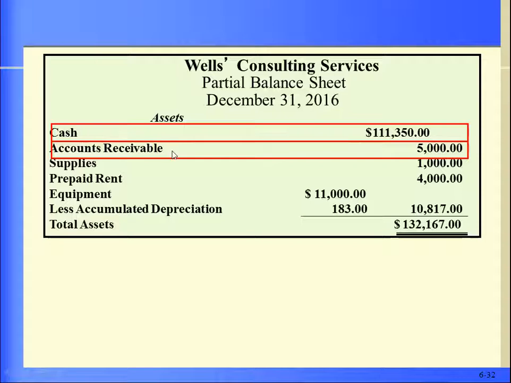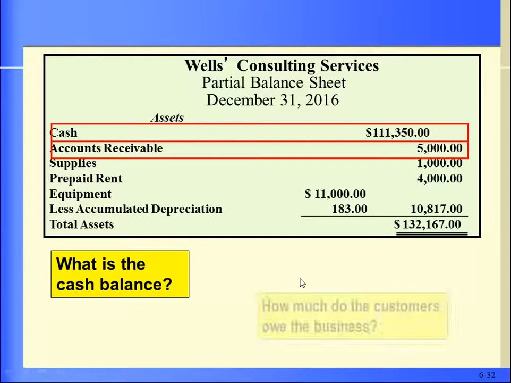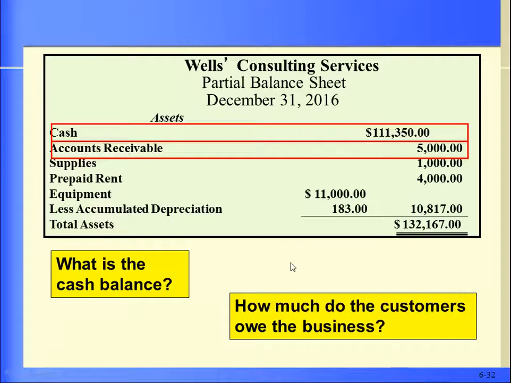Do customers ever not pay? We'll get to that in subsequent chapters where you actually write off something. But for the most part, you hope a high percentage of your customers pay you if you do extend credit. If you do have accounts receivable, that means the company does extend credit. If they don't have accounts receivable, all the customers are paying cash. So these are the questions that you want to know the answers to.